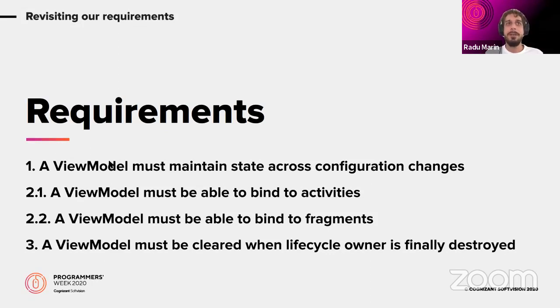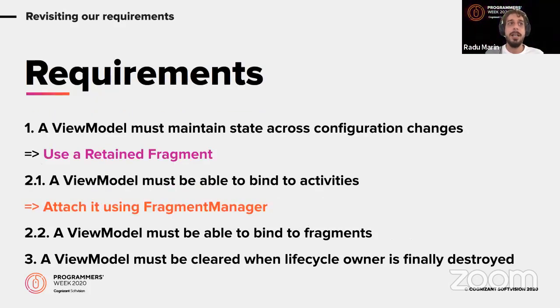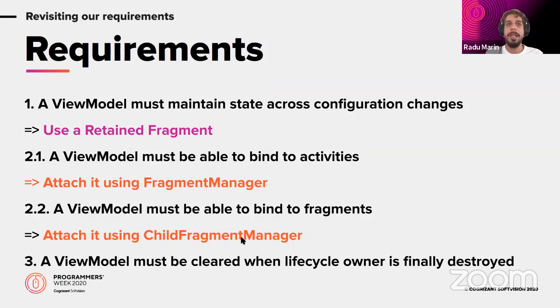So let's take all of our requirements one by one. A view model must maintain state across configuration changes. Cool. Use a retained fragment. We just saw that it does exactly that. It's the same instance. A view model must be able to bind to activities. Then you use the fragment manager. What about when we want to bind to fragments? We just saw we use the child fragment manager. So we affect different stacks. So we gain this possibility of binding to different lifecycle owners, and we still get to keep this beauty of maintaining state across configuration changes.